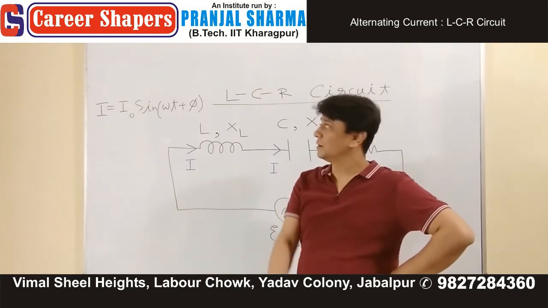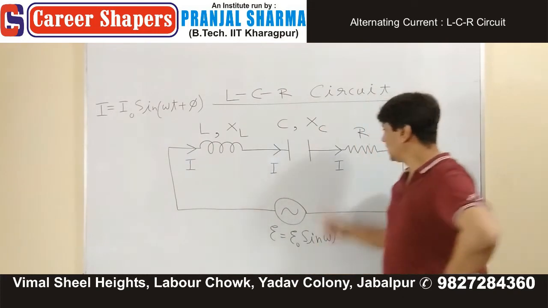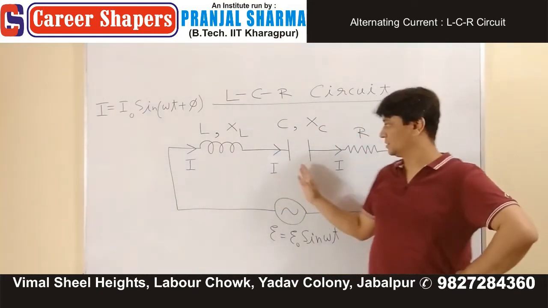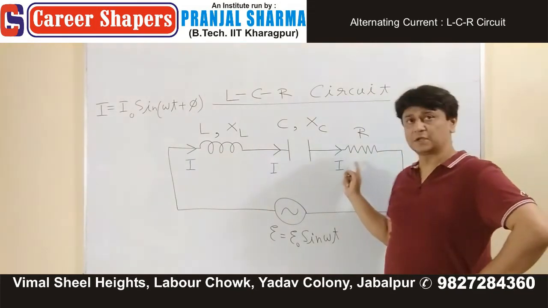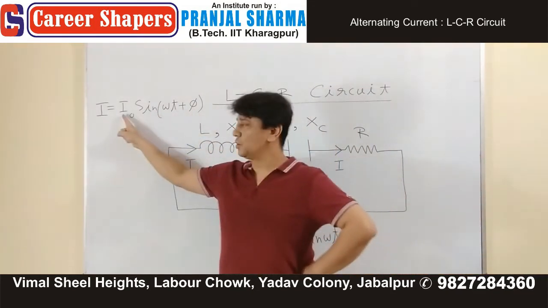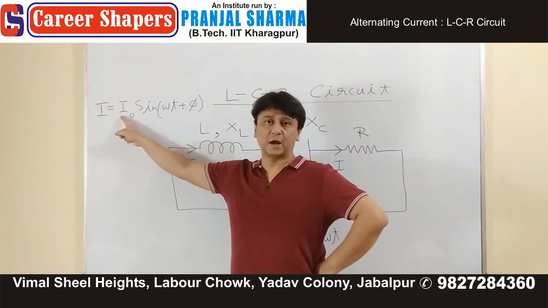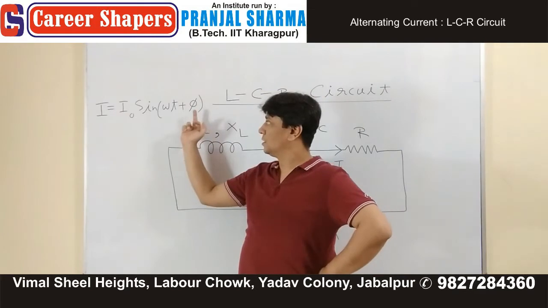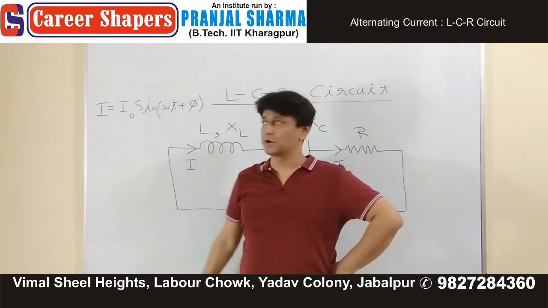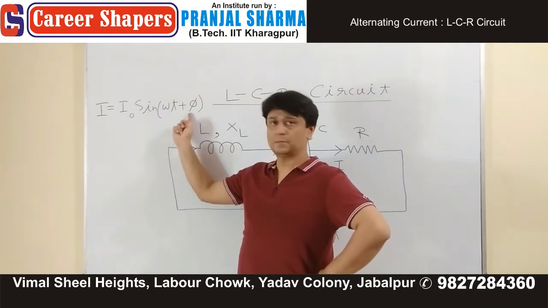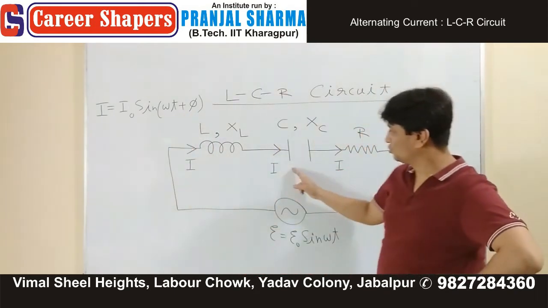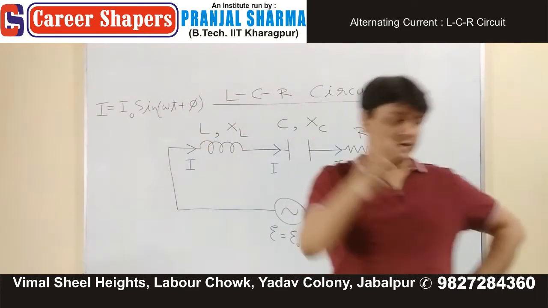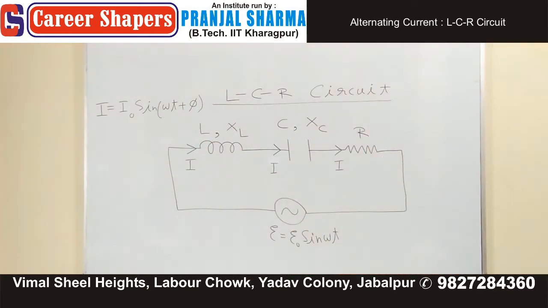What I am saying is this: when we had only R, these two were not present. When only R was present, this I naught was E naught divided by R. I hope you remember. Let me see if you remember or not. What was phi when these two were not present and only R was present? What was the value of phi then? Write down in the comment box first.